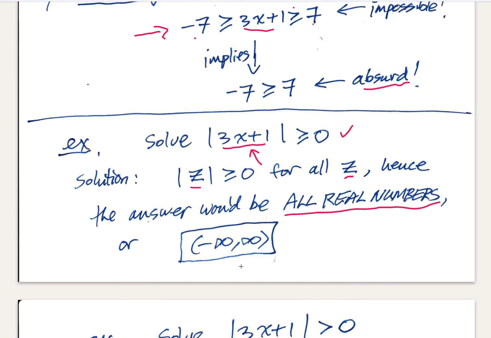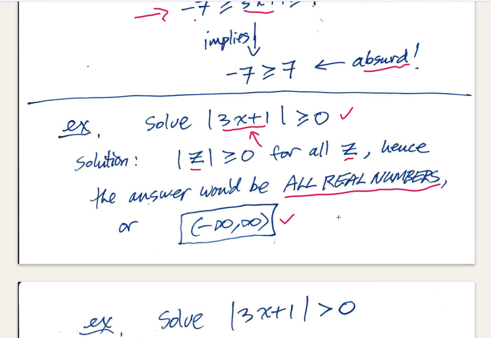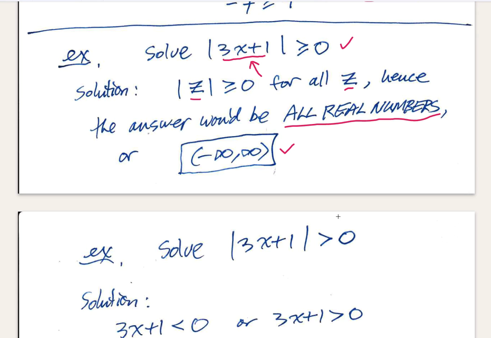Well, there's no limit to the left or right. Of course, you're not including minus infinity or infinity as part of the solution. You never do. Those aren't real numbers. But this is how you would write it: parentheses, minus infinity, comma, infinity, parentheses. That's all real numbers. All right, how about this one instead?